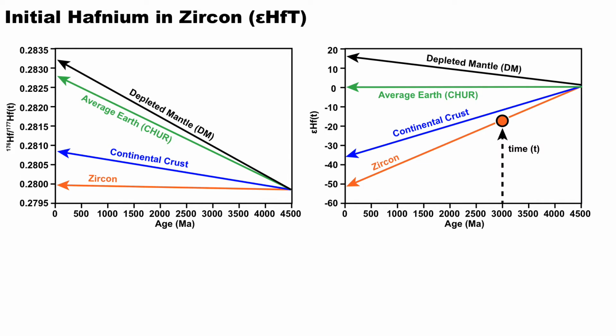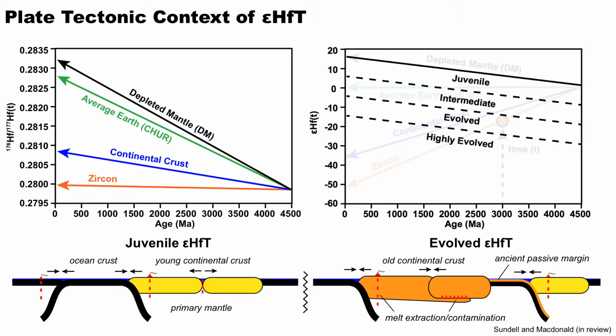Now, what most do is normalize this to the average chondritic reservoir and plot these data as epsilon hafnium T, where T is the timing of crystallization of that zircon. Because zircon is the primary host of hafnium in continental crust, this is a convenient way to think about this type of data, because we can relate back to plate tectonic context.